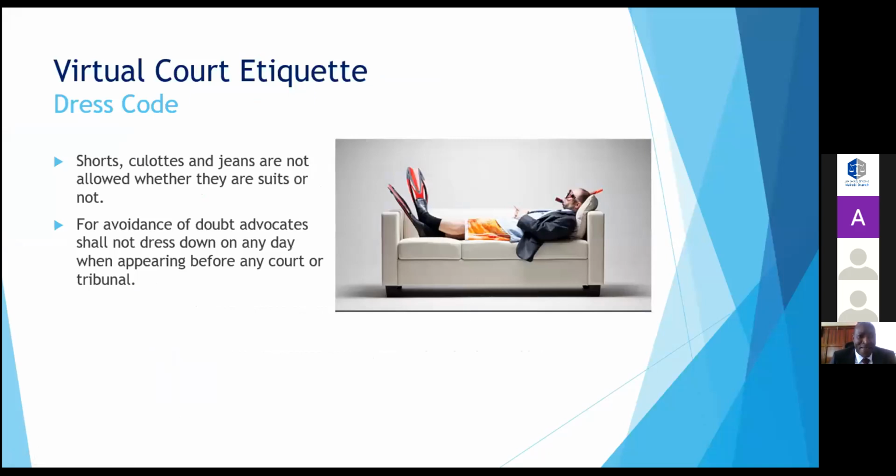Shorts, jeans, and other fancy clothing is discouraged. For avoidance of doubt, advocates shall not dress down on any day when appearing before any court or tribunal. I always keep on advising the advocates that, like the doctors will be dressed for the appearance in procedure rooms, so should advocates be. Advocates are not teachers, are not butchers, are not any other profession. It's a profession that we must maintain. Your client, wherever they are watching, even if it is through the virtual court, must be able to see the maintenance of that professionalism. Next.